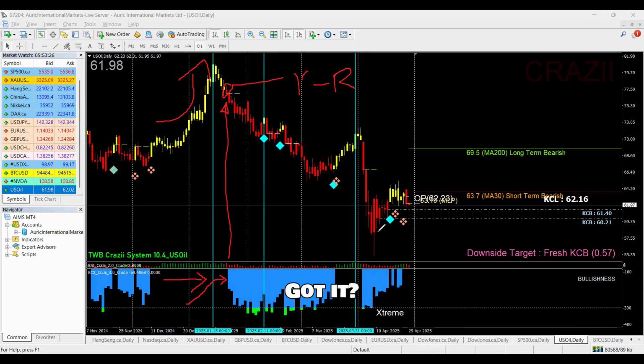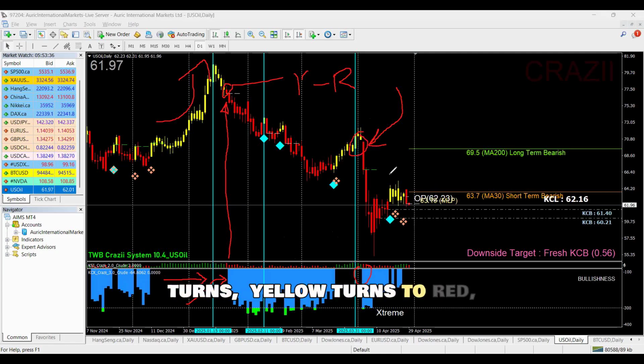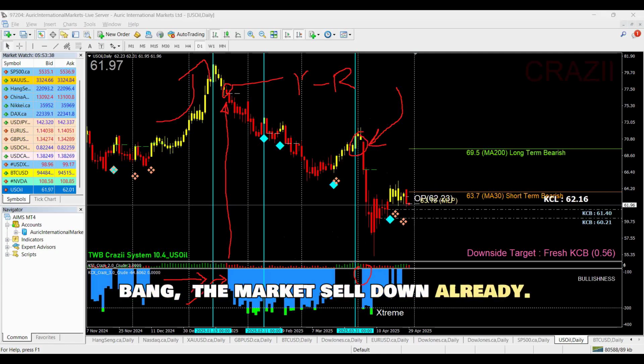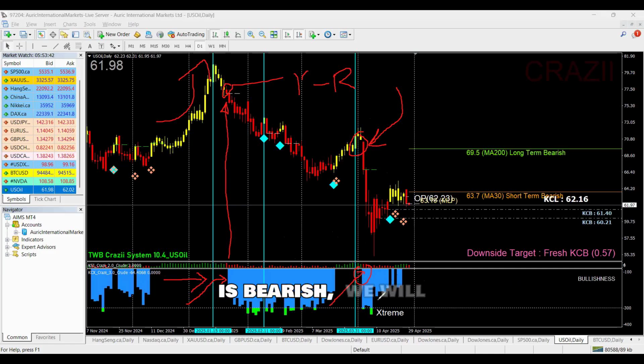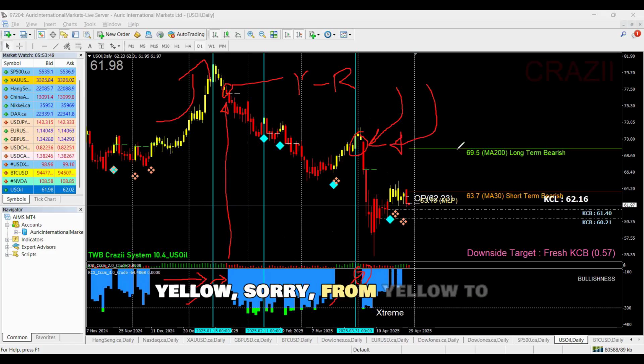Okay, got it? All right. So you can see that again over here, from black turns to blue, and then the KCX from the market from red turns yellow turns to red. Bang, the market sells down already. Can you understand this? So what we do is that when the market is bearish, we will take black turns to blue, and then the color on top must change from red to yellow. Sorry, from yellow to red, and that's where we sell. Okay, all clear? If all clear, press the next number right now.